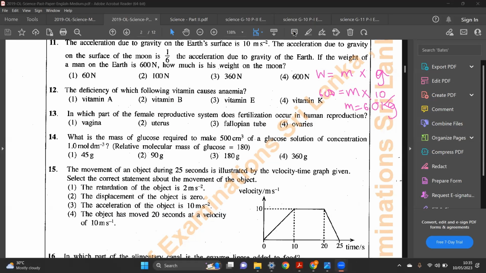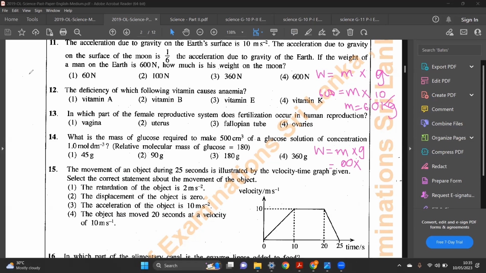Now we're going to find the weight of the person on the moon. So again, use the same equation. Weight equals mass into gravitational acceleration. Mass is 60. That never changes. What's your gravitational acceleration? They say that it's 1/6 of the Earth.